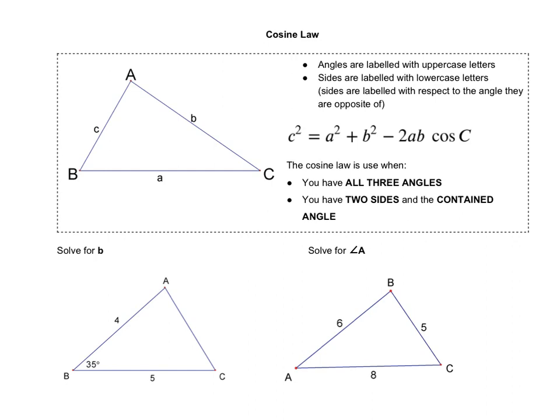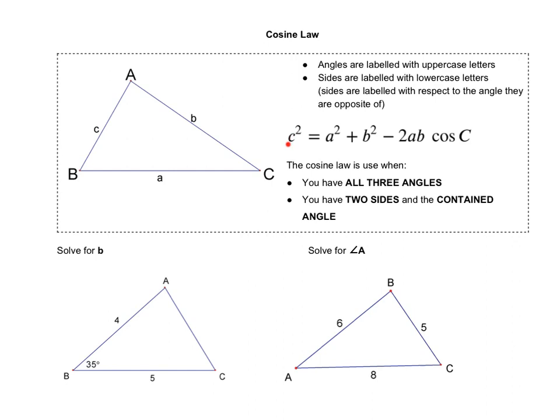Cosine law. So again, remember that all angles are labeled with uppercase letters, and all sides are labeled with lowercase letters, and they are the sides directly across from their angles. So for example, side a is directly across from angle A. Now our cosine law is the following.